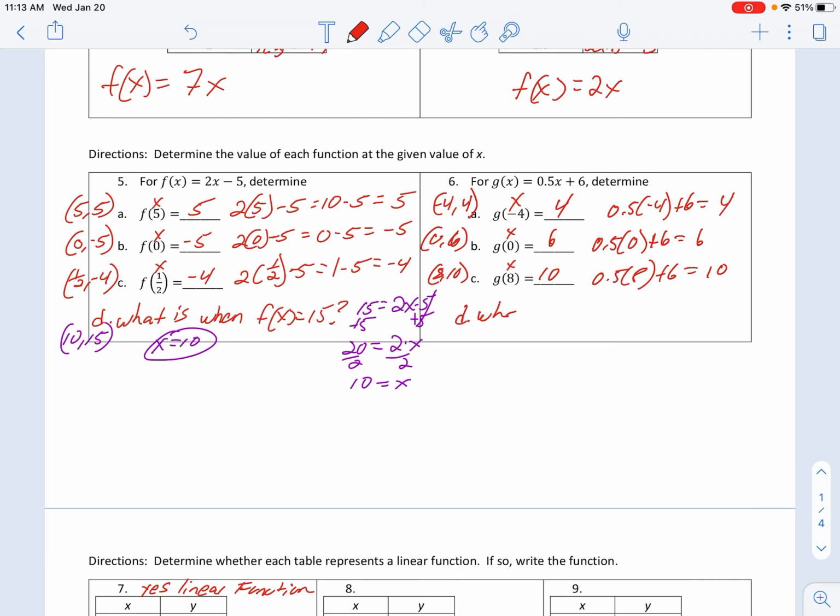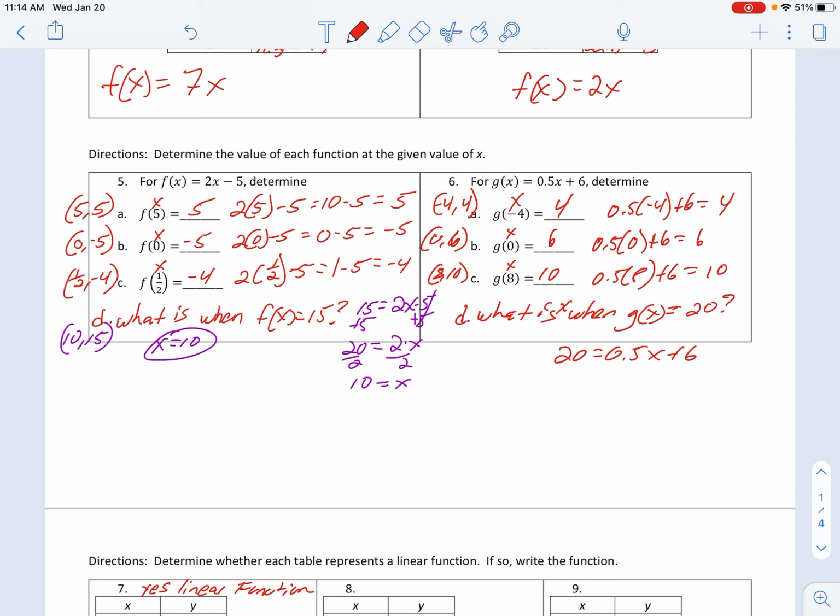I'm going to add in another question. What is x when g of x equals, let's say, 20? Again, remember, look at the formatting of it. It looks very different from what we have here. The number is not in the parentheses. So we're going to set the function equal to 20, and use it to solve for x. So what we're asking ourselves is, what does x have to be in order to multiply it by 0.5 and add a 6 to it in order to get 20?